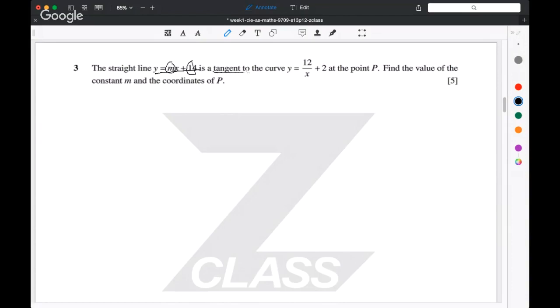We're told that it's tangent to this curve at some point P. So what does it mean if things are tangent? Well, if they're tangent, then that means the gradients are the same. And remember, that doesn't mean that the gradient of the line is always tangent to the curve, because the curve has a changing gradient.